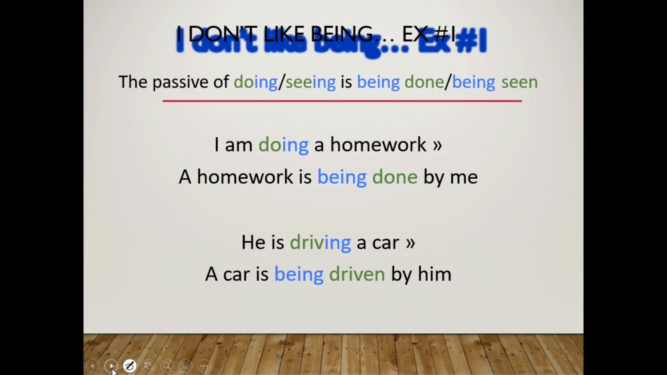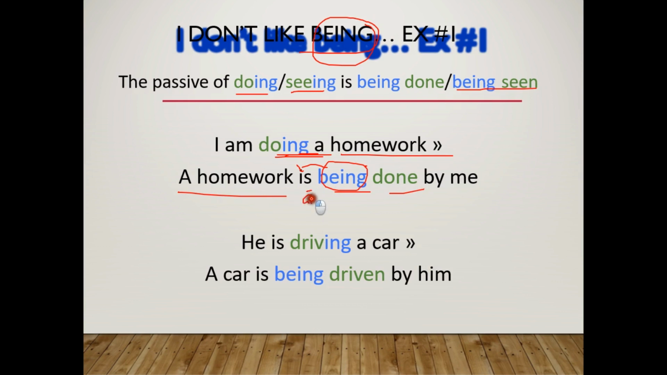Okay. There are a lot of questions. Do you have any questions? Just let me know, guys. Okay, next. Now we focus on being, like doing, seeing. Okay, being seen. Example. Remember, if there is ing in here, guys, and you want to change into the passive, it must be followed by being after be. So it becomes is being done. A homework is being done. Don't use am anymore. A homework is being done by me.